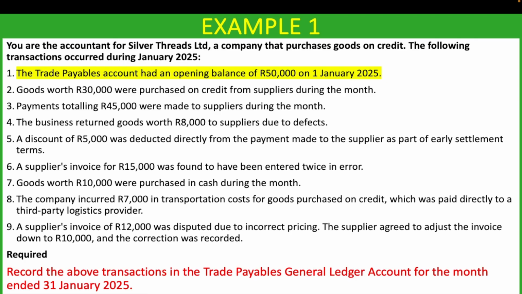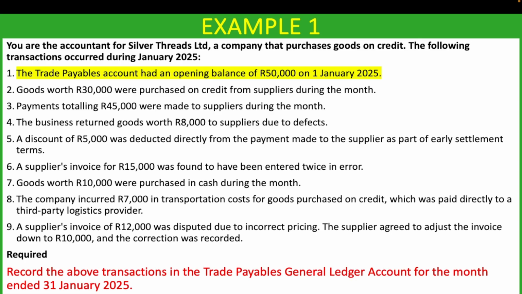Goods worth 30,000 Rand were purchased on credit from suppliers during the month. So we're going to put it on the credit side because now this increases how much we owe our suppliers, meaning our trade payables. So anything that increases how much we owe our suppliers, we put it on the credit side. And so what are we going to call this? Well, we're going to call it purchases.